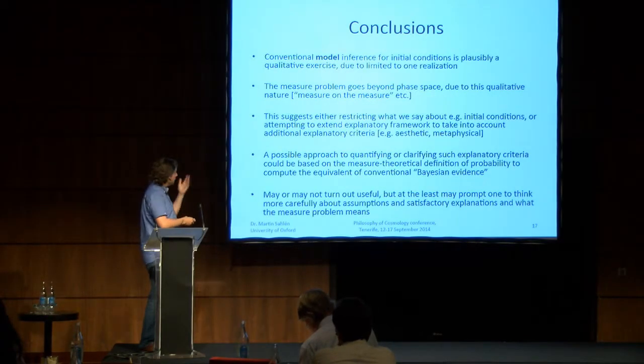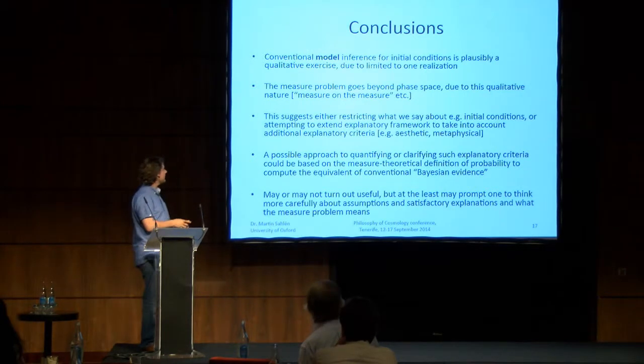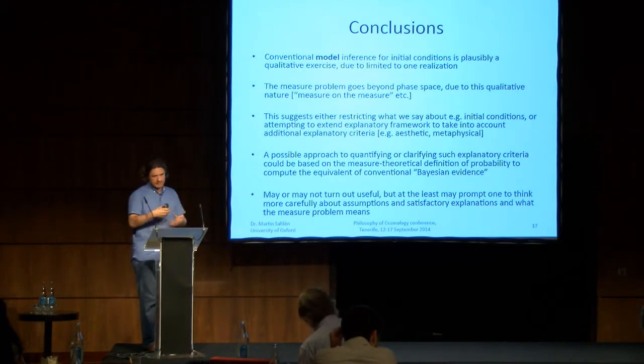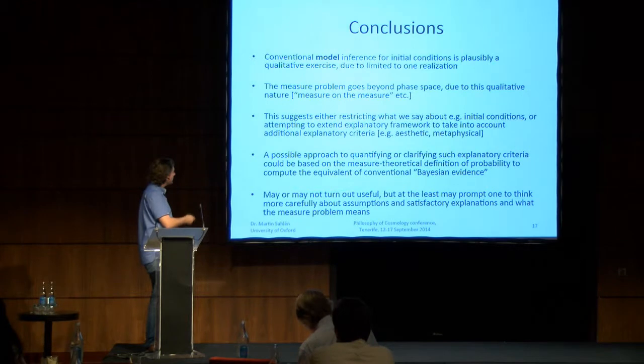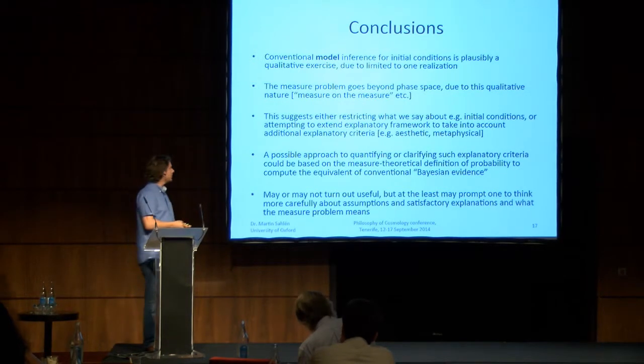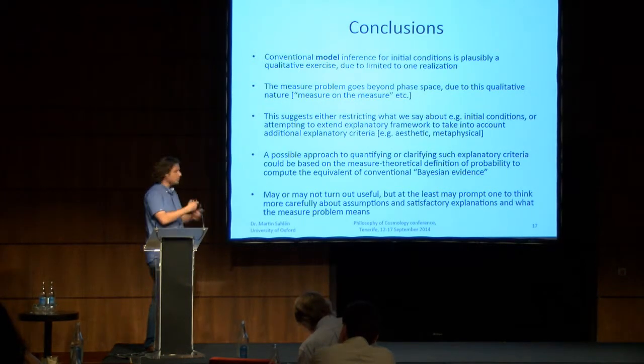So this situation suggests that we either should restrict what we talk about completely and just stick to what we can say anything about for sure, in the sense of empirical data, or we could attempt to extend the explanatory framework to take into account other kinds of explanatory criteria. And so I propose a possible approach based on extending the measure theoretical probability definition. And then you can compute these evidences.